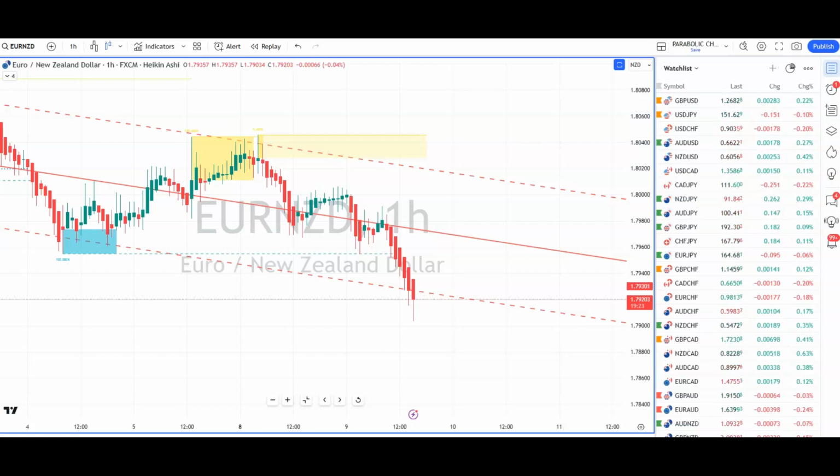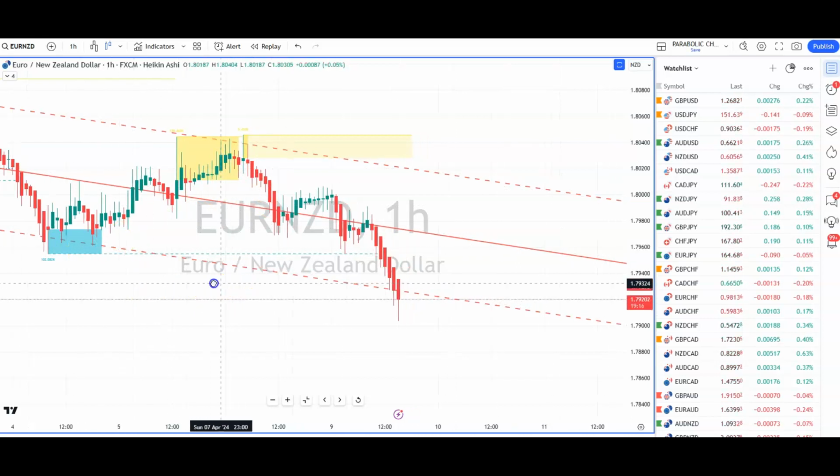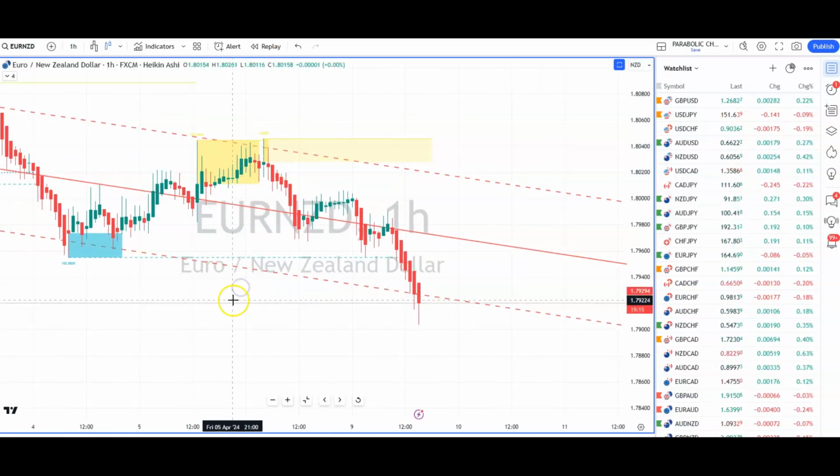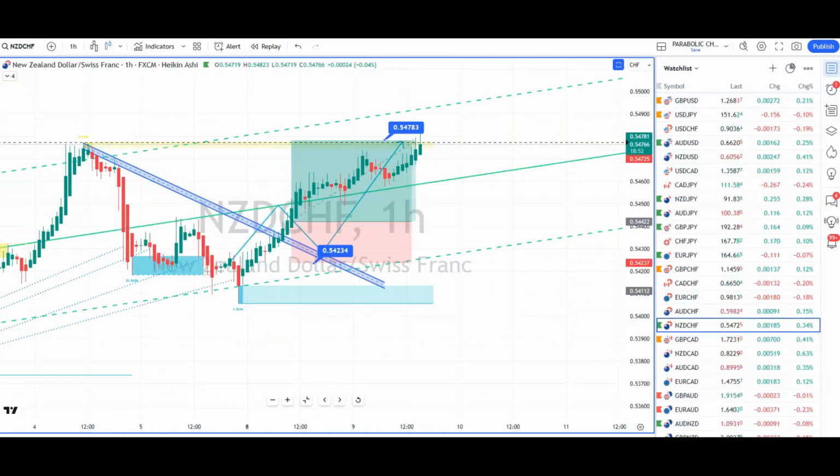So I've set my liquidity zones at yellow for sell and blue for buy. That's the basics of all the price action charts, and that's pretty much all you need. So you're looking for sell zones on the yellow and buy signals on the blue. Quite simple and straightforward.